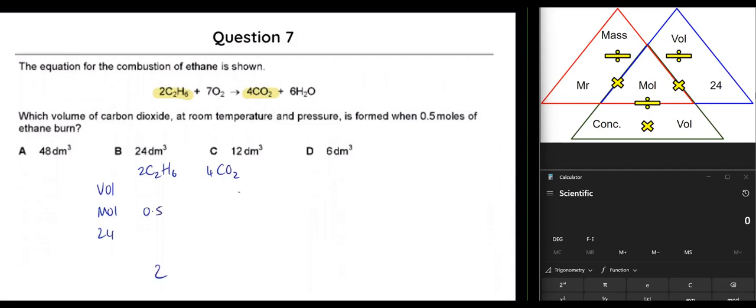We've got a 2 to 4 ratio, so we've got double the amount of carbon dioxide. So 0.5 times 2 is 1. So we've got 1 mole of carbon dioxide. Now that we've got the moles, we can just do moles times 24. Moles times 24, so 1 times 24 is 24 decimeters cubed. The answer must be B.